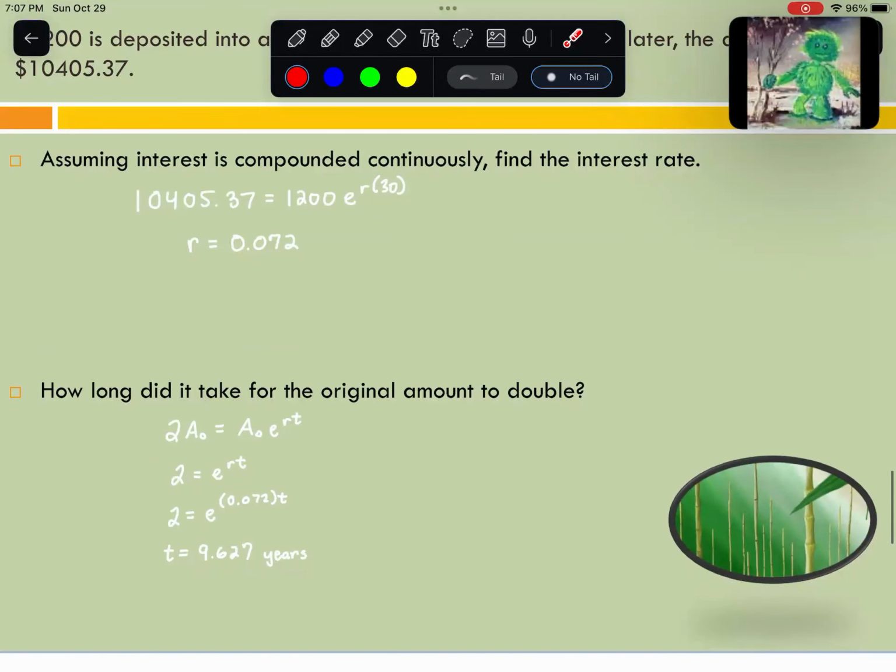How long did it take for the original amount to double? Okay, again, here's my original amount. We want to end up with exactly double that. What's nice here is the a sub 0 cancels out. Again, not a coincidence that you end up with 2 being the multiplier on our original amount equals e to the rt. Now we know r. We can solve t using logs. I did not show the work. You can try it on your own, but it should be about t equals 9.6 years.